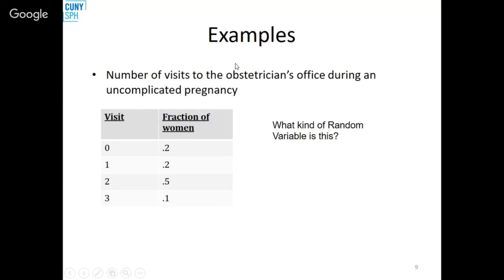Or the number of visits to the obstetrician's office during an uncomplicated pregnancy. I won't give the answer to this one. What kind of random variable is this? Discrete. Yeah. Very good. It's 0, 1, 2, 3. It can't be anything in between these values. This is certainly a discrete random variable.